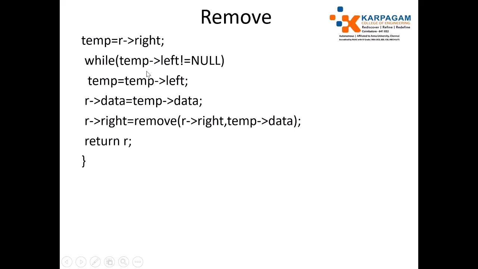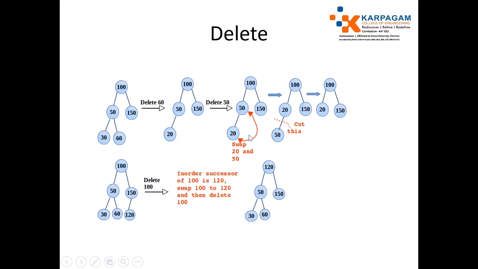If it has both children, left children as well as right children, just copy the in-order successor by using the while loop, and after that remove the element which is available in the leaf node. That is 120. In this case, in our example, 120 is removed. After copying the 120 to the root node, just remove the 120 here.